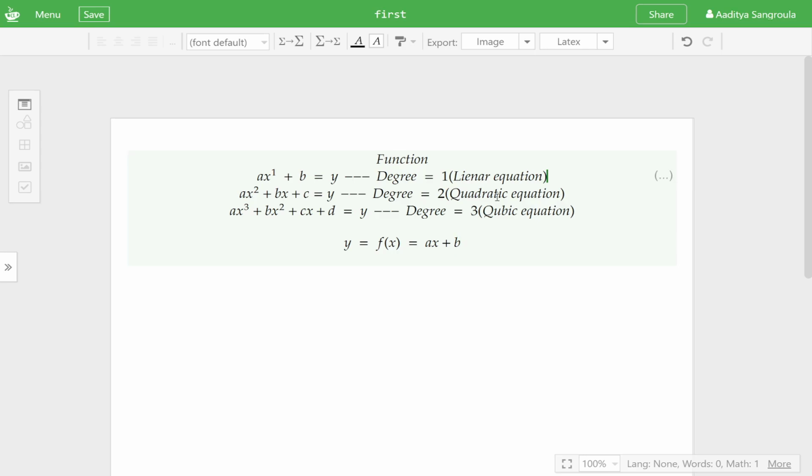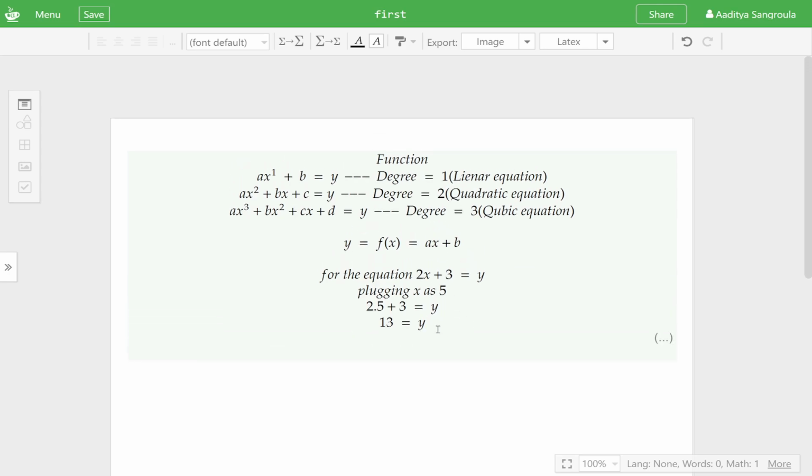Let me give you an example. For the equation 2x plus 3 equals y, if we plug in x as 5, then what we get is 2 times 5 plus 3 equals y, and that's going to be 13 equal to y. So you all get this.